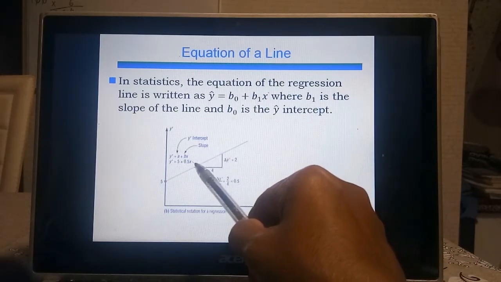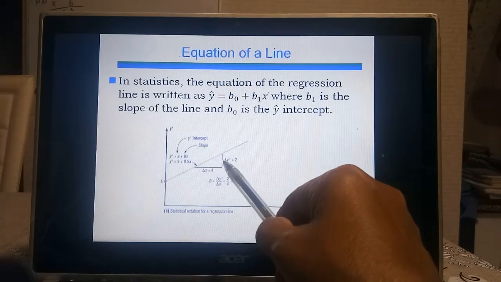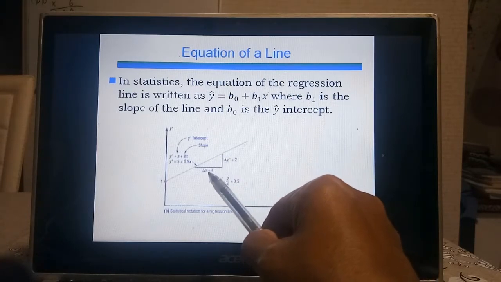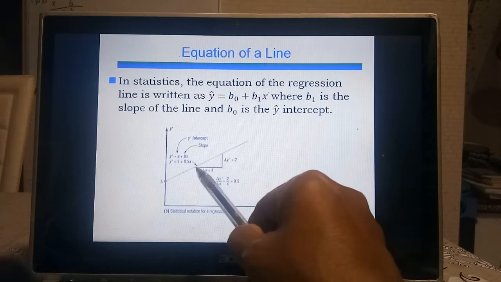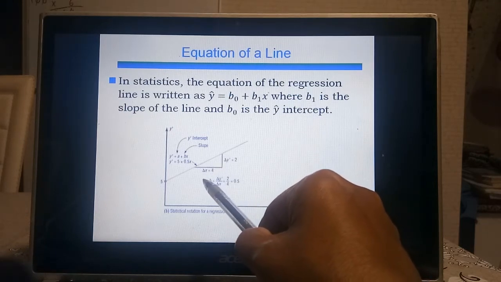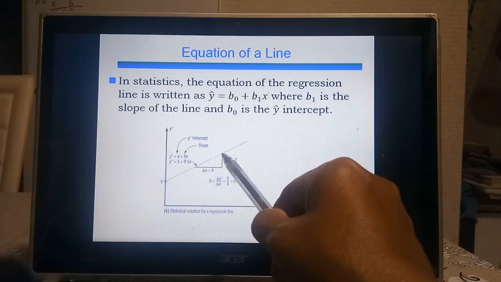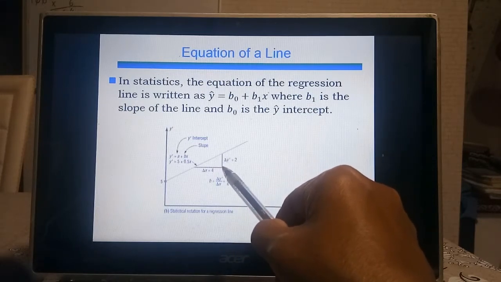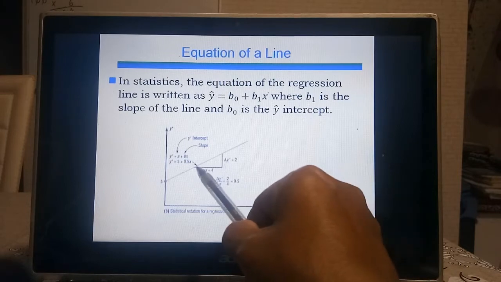Slope bagi garisan ni diberi oleh change in y over change in x. Perubahan dalam y over perubahan dalam x. Macam kecerunan. Okay, kecerunan, formula kecerunan adalah y2 tolak dengan y1 per dengan x2 tolak dengan x1.